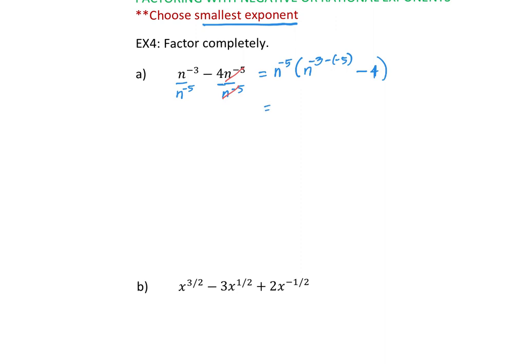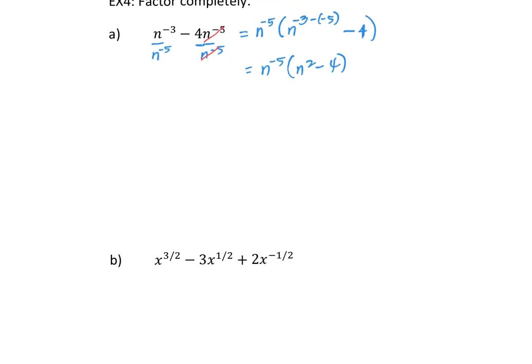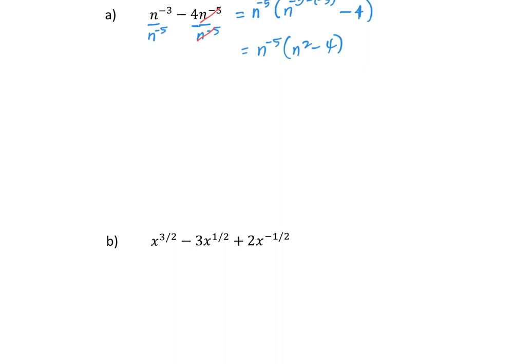Now this becomes n to the negative 5 on the outside, n to the negative 3 plus 5 would be n squared minus 4. And that's factored, but is it factored completely? No. N squared minus 4 is the difference of squares, so it's n plus 2 and n minus 2. And then also that n to the negative 5, I can make that exponent positive by dropping it below into the denominator. That is completely factored, and it's also simplified because I made the negative 5 exponent positive.